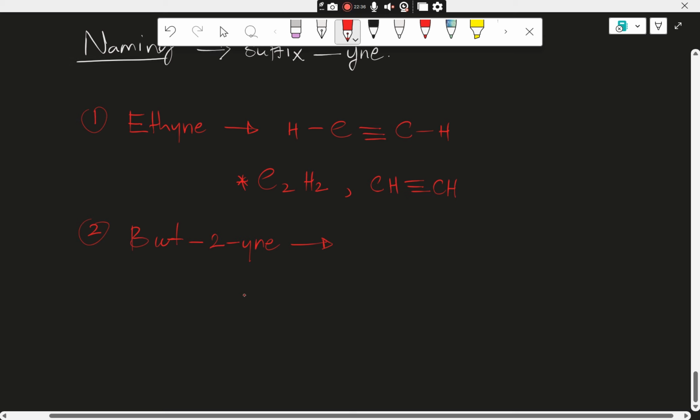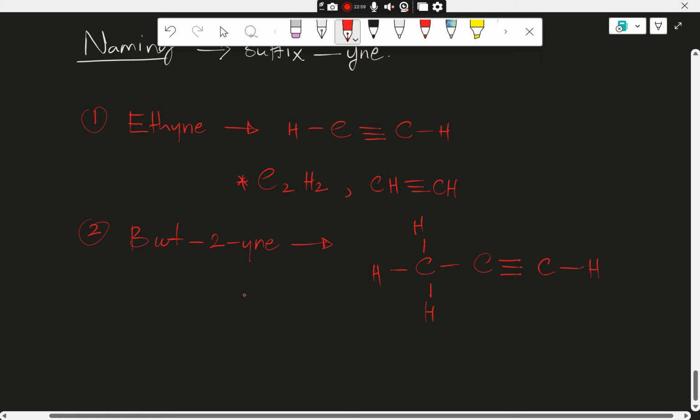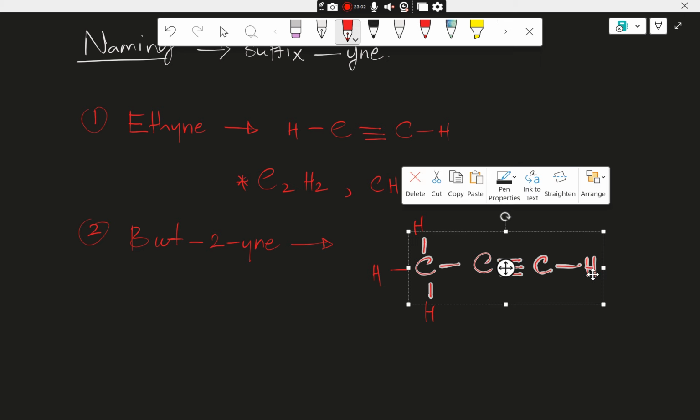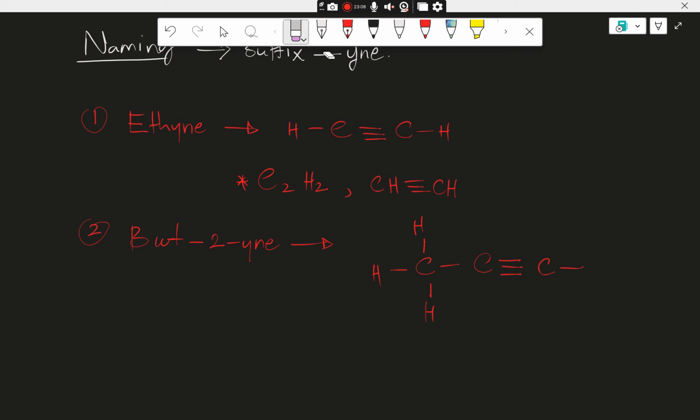And then your but-2-yne will look like this. This one is single bonded to this one, but the triple bond is on the second carbon, right? So it will look something like this. Four bonds, so that's stable. And then you put your hydrogens, right? Oh, sorry, this is supposed to be but-2-yne and not prop-2-yne. So it will need another C.